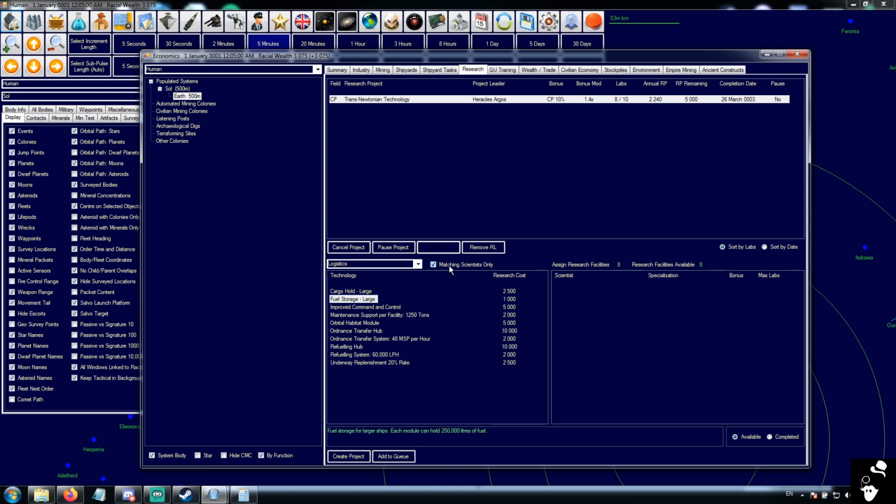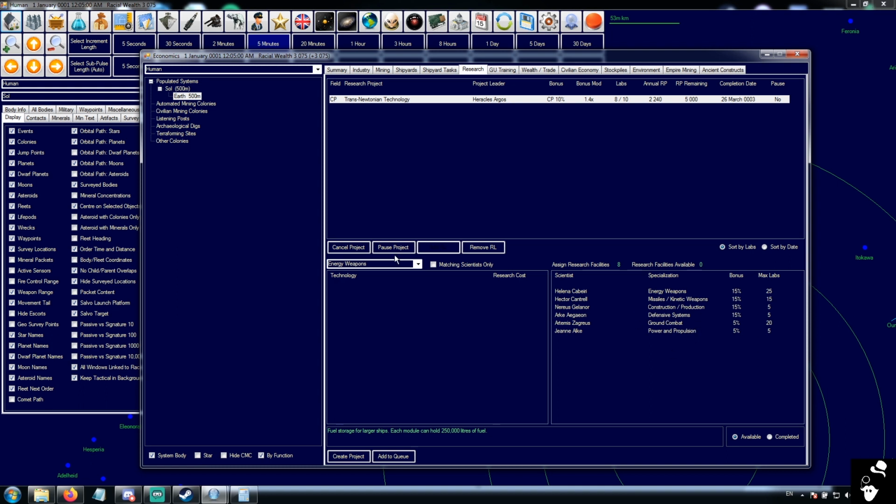This tick box here will filter the scientists so that only those matching the correct category are shown. Once you have like 50 scientists, you're going to want to use this tick box to make sure you don't accidentally allocate it to the wrong scientist. Early on, it doesn't matter, but eventually you're really going to need to use this tick box.